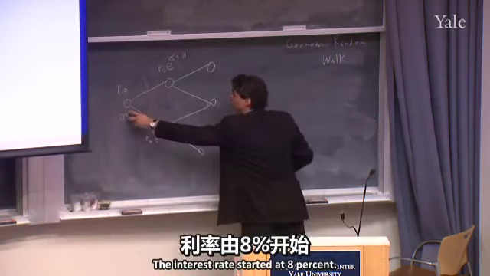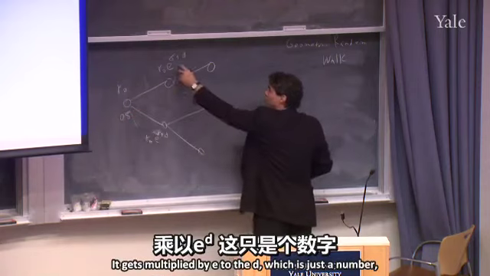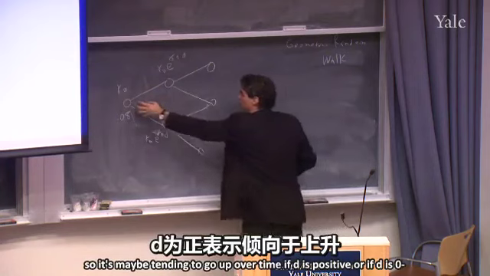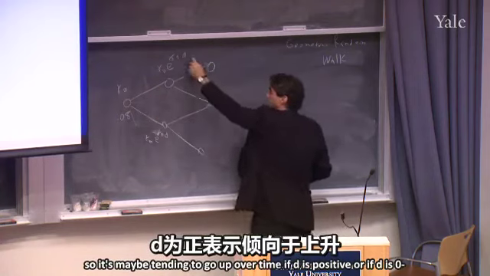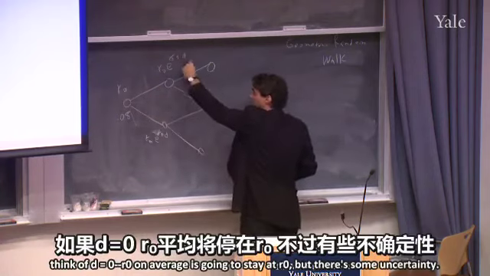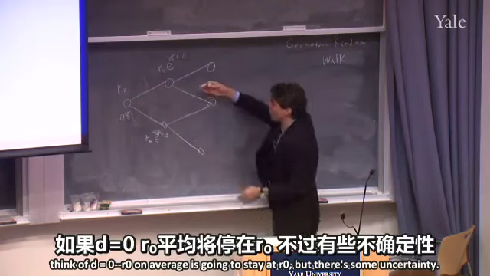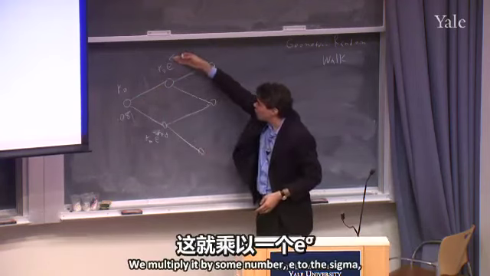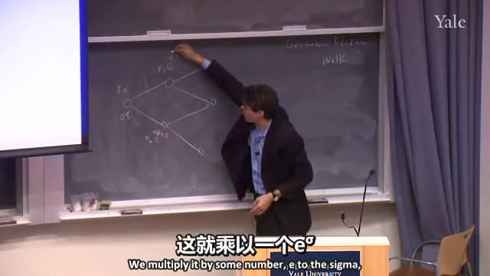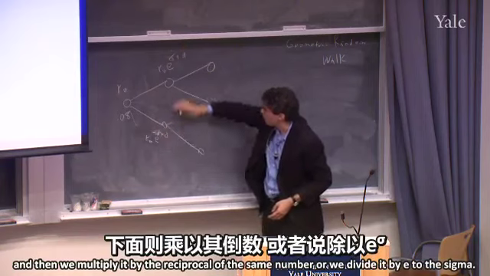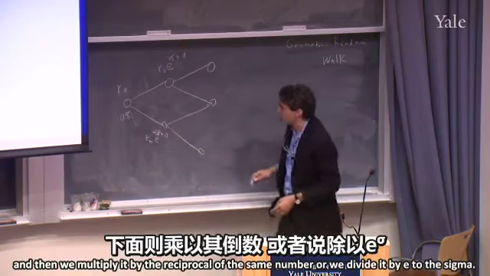The interest rate started at 8%. It gets multiplied by e to the d, which is just a number. So it's maybe tending to go up over time if d is positive, or if d is 0, R0 on average is going to stay at R0. But there's some uncertainty. Maybe the interest rate goes up. We multiply it by some number, e to the sigma, and then we multiply it by the reciprocal of the same number. We divide it by e to the sigma.